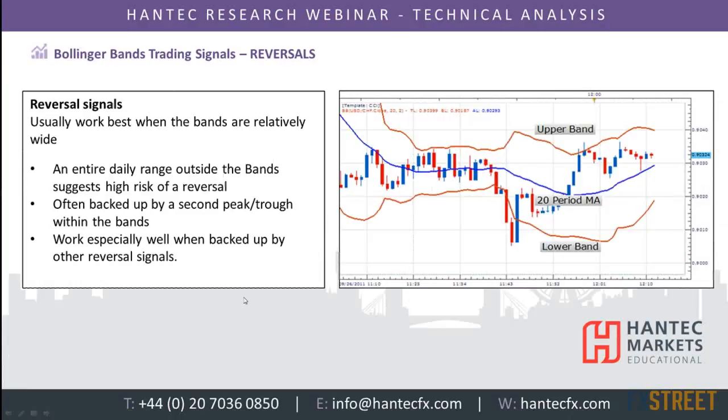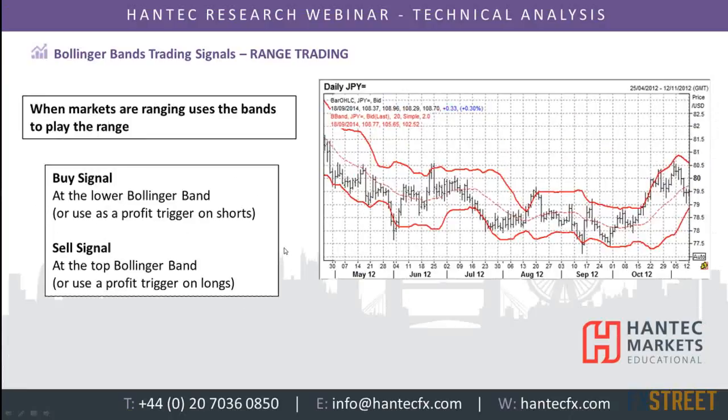Okay, what about range trading? Well, this is the same. In a way, it's a similar sort of concept, but you're not necessarily getting the moves outside the bands, because, as I said, you've got no real trend going on. So the market's ranging sideways. The Bollinger Bands are consistently moving sideways, with no real direction in either the market or the Bollinger Bands.